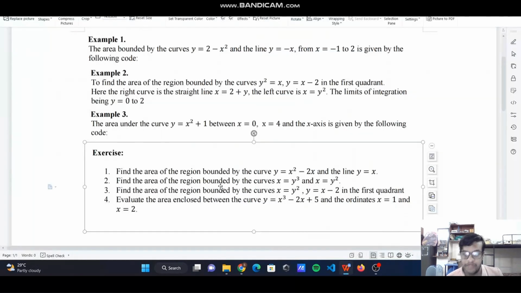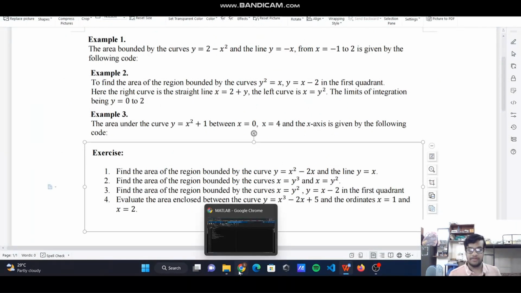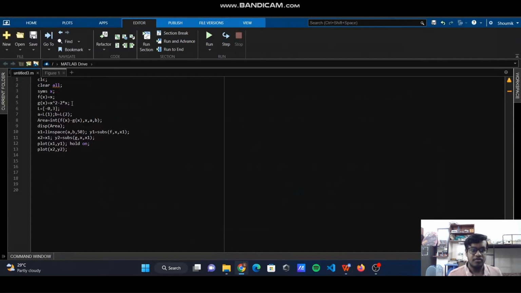And let's look at one more example, right? x equal to y cube and x equal to y square. So y cube and y square. So instead of syms x, use syms y. f of y, function of y is y square, and the second function of y is y cube, basically. And we know the limits between the two are 0 and 1. On plotting, f of y minus g of y with respect to y, it's not with respect to x anymore.